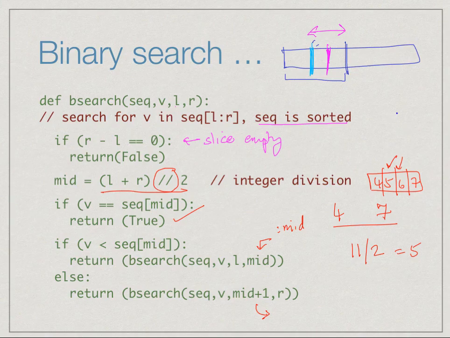So eventually, supposing we have a slice with just one value, so 5 to 6, for example, then at the next point, we will end up having to look at just a slice from 5 to 5 or 6 to 6, and this will give us a slice which is empty, because we will find that the right point and the left point are the same.